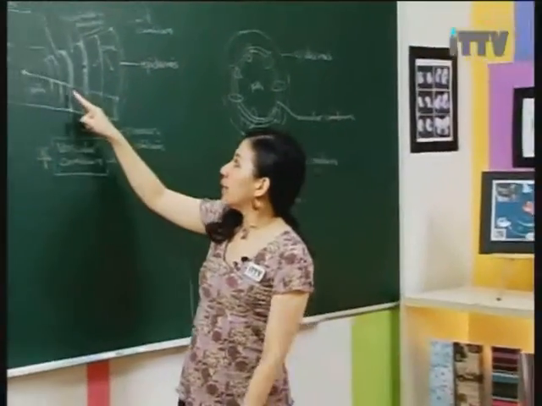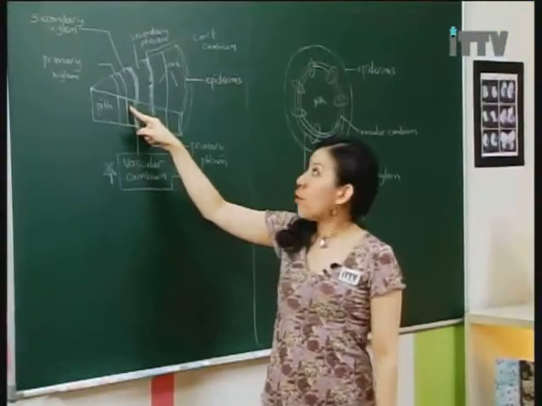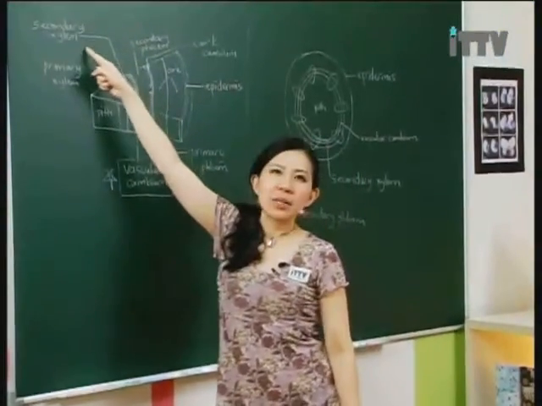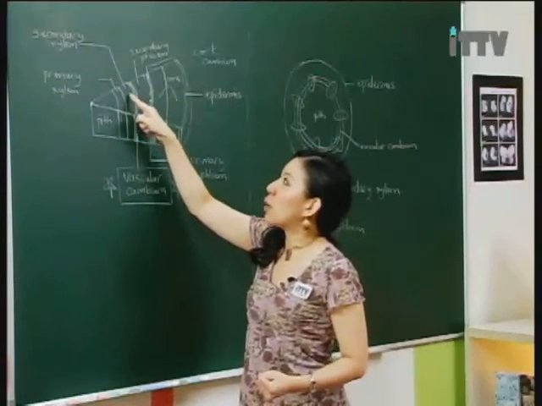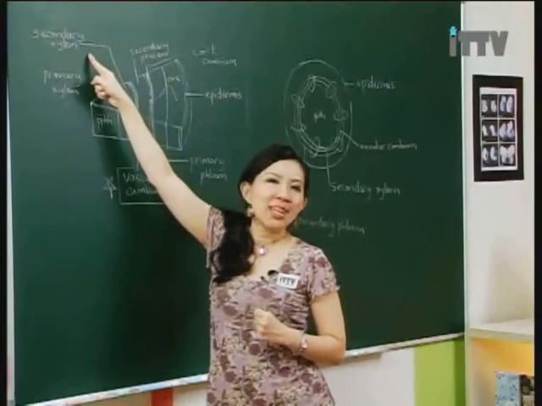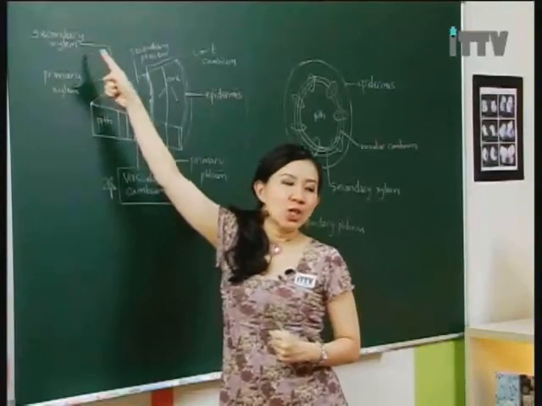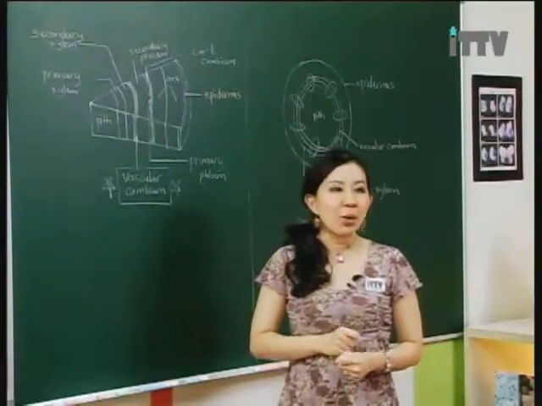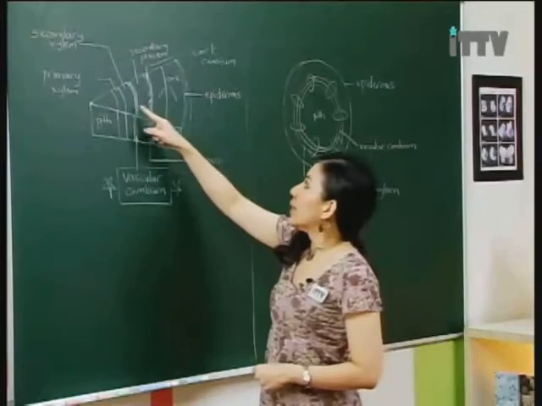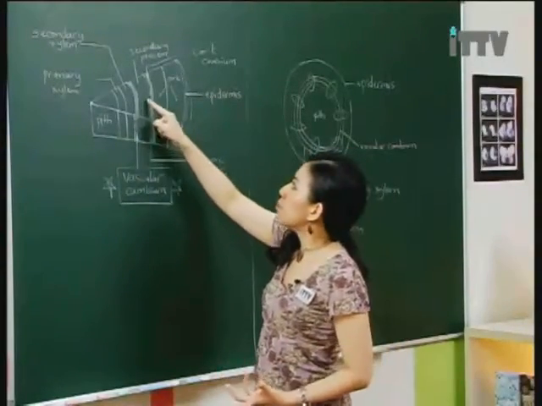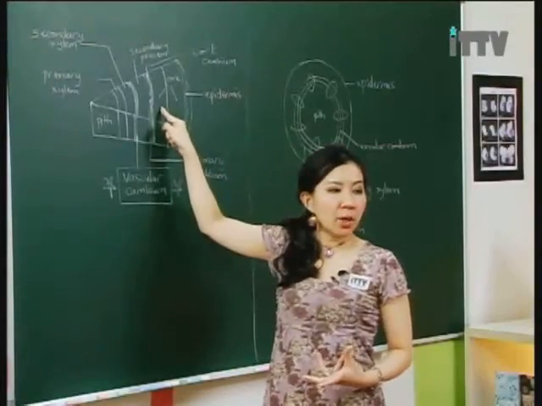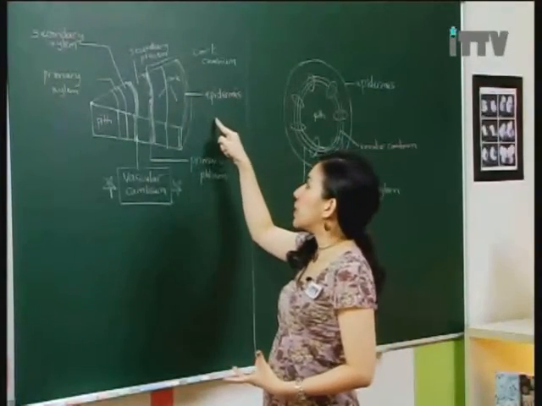Next, one inner layer that forms primary xylem. Now that's wrong again because the vascular cambium forms secondary xylem and not primary xylem. So option C is wrong. Now option D, one outer layer that forms cortex, causing primary phloem to be pushed towards the epidermis.